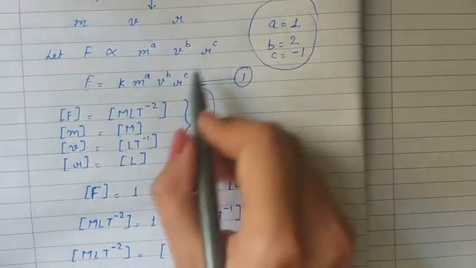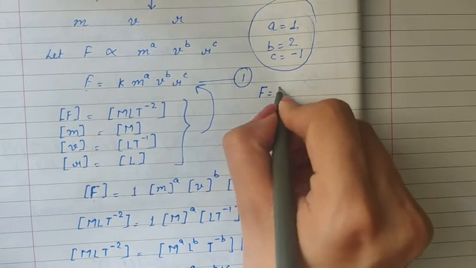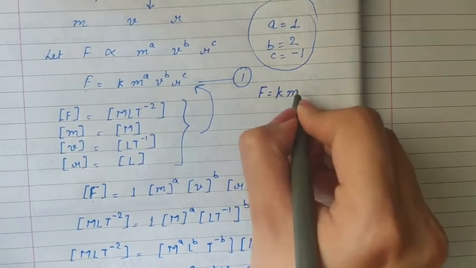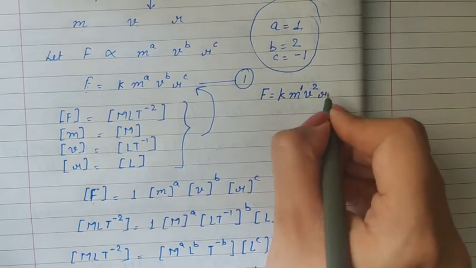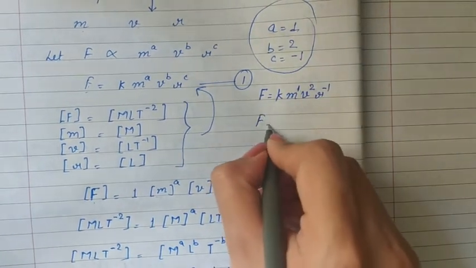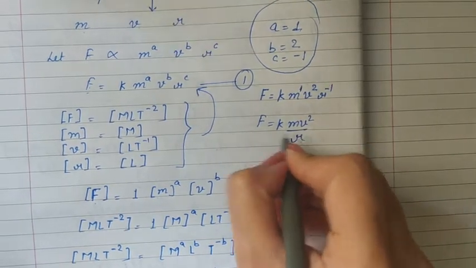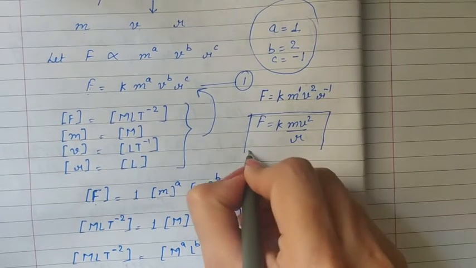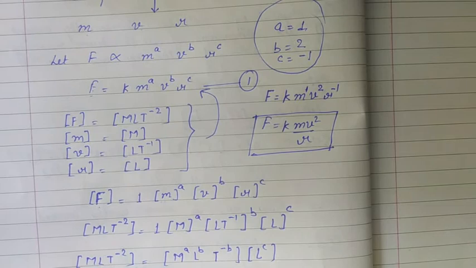If we put these values here, then we get from equation number 1, F is equal to k, m power 1, v power 2 and r power minus 1, or rearranging we get F is equal to k m v square upon r, and this is the required expression for centripetal force.